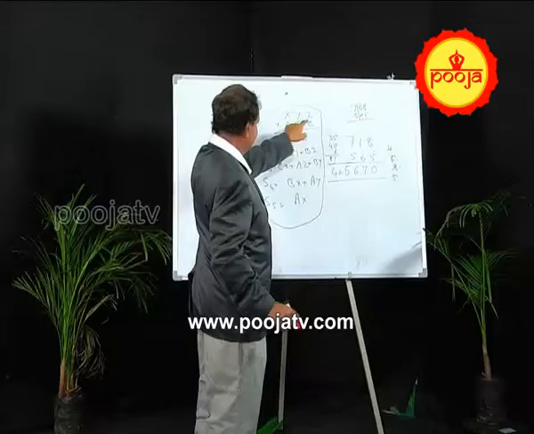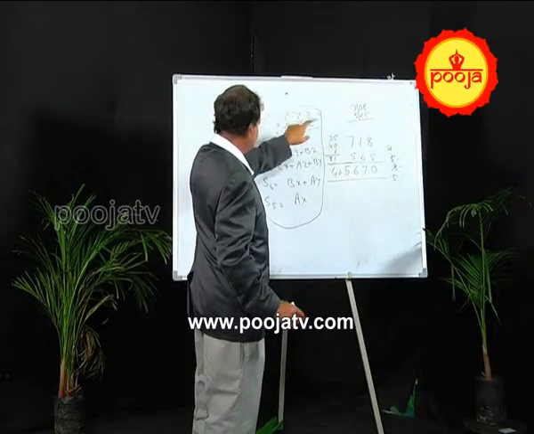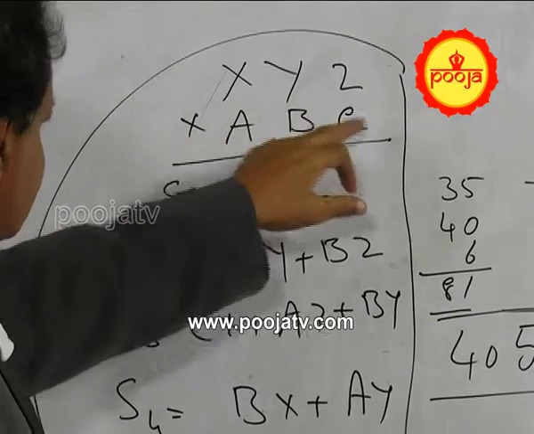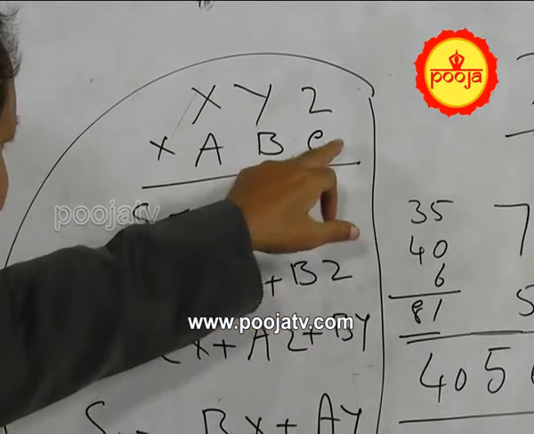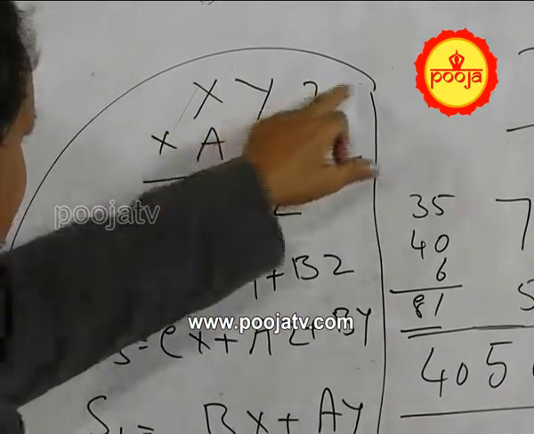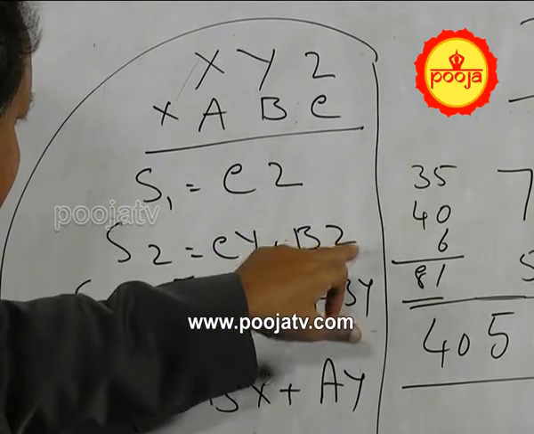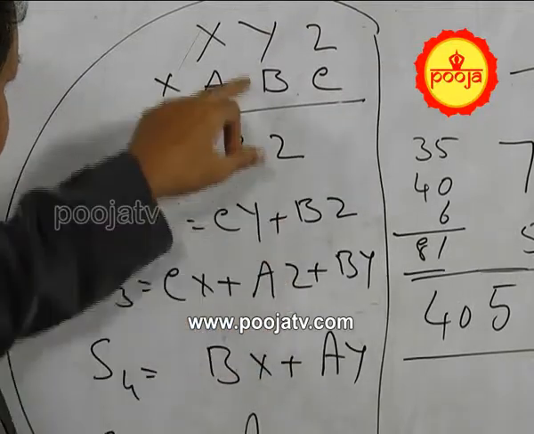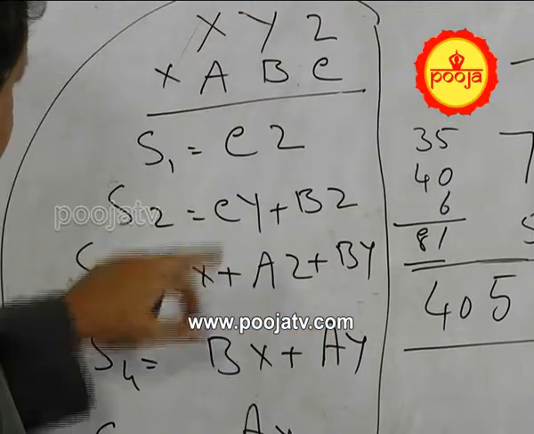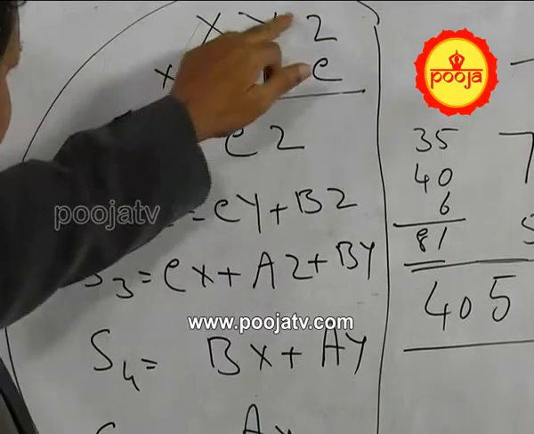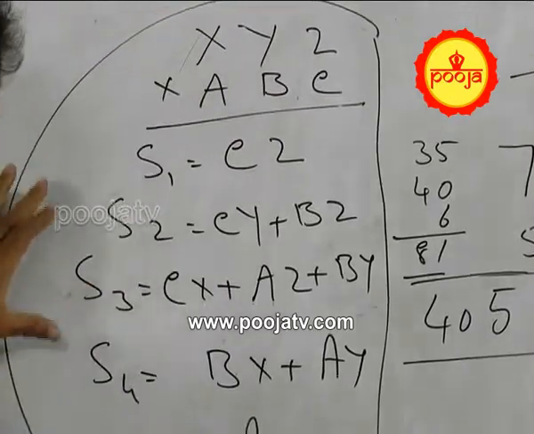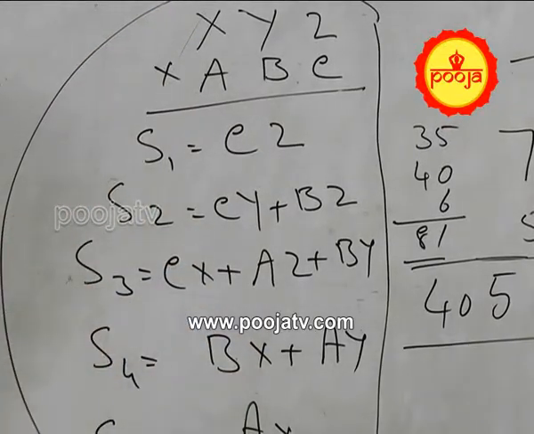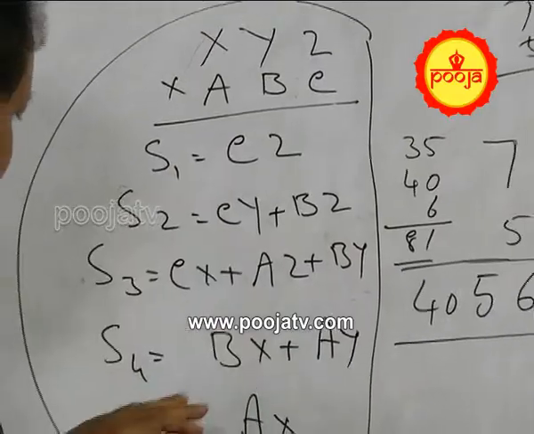A into X. Into ABC, give any values to X, Y, Z and A, B, C, and the steps are: step 1, C into Z, CZ. Next step, C into Y plus B into Z. Next all the three, C into X, A into Z plus B into Y. Next last two, B into X, A into Y, and finally A into X. If you do remember it, even if you forget this process, by seeing this immediately it will come to your memory. Clearly you can do like this.